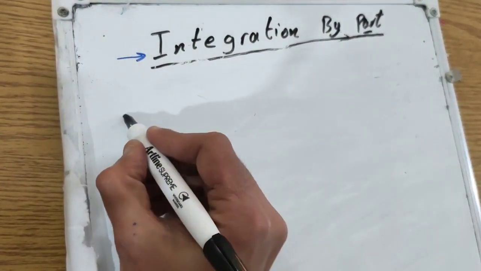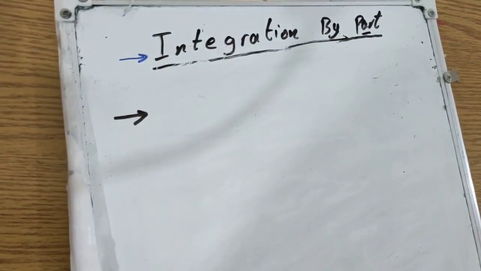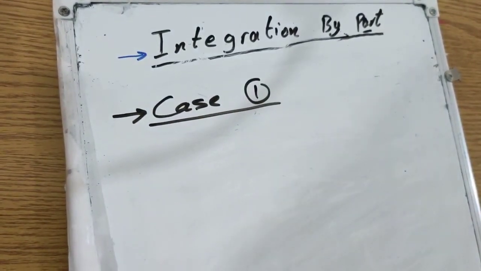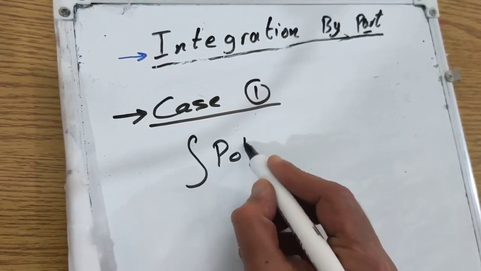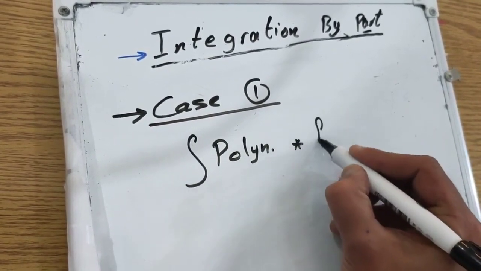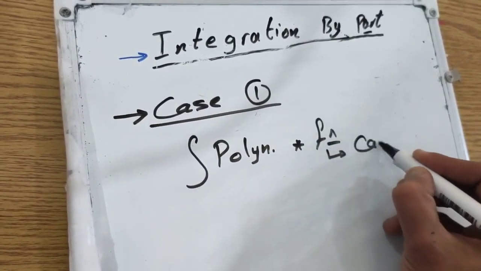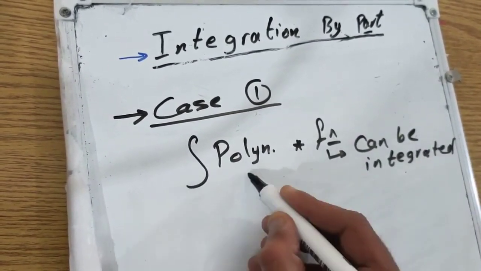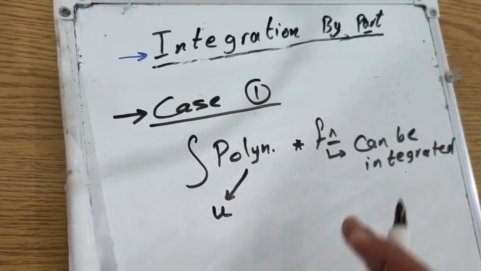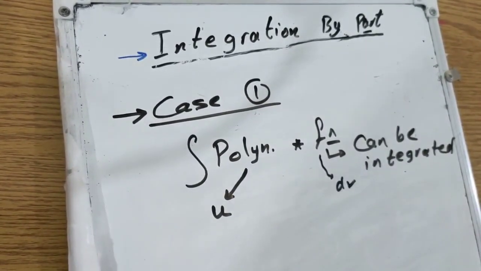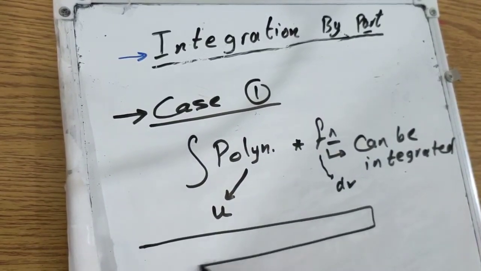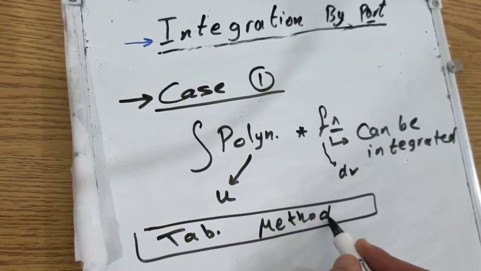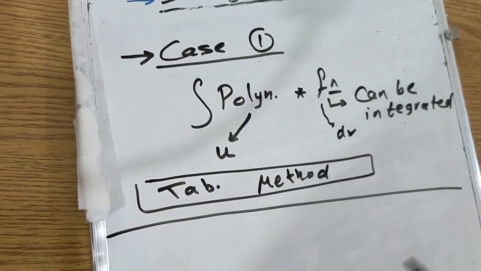To sum up now the cases when we use the integration by part, we can think about case number 1, in which we have the integration of a polynomial times a function that can be integrated. In this case, we can select the polynomial to be u, and the function will be dv. And don't forget that in this case, we can use the Tabular method or use the traditional way of integration by part.